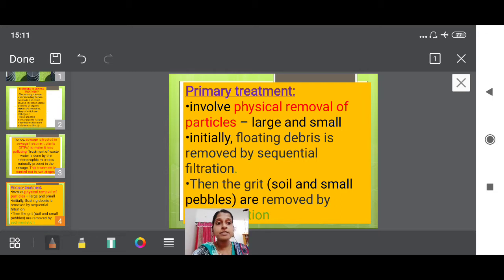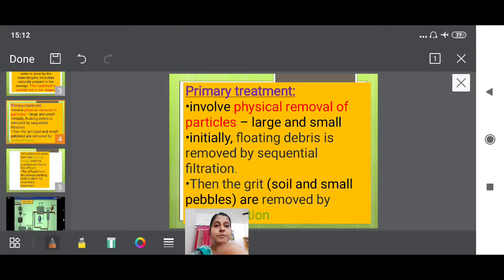So moving on, the first treatment is the primary treatment. As I have already said, only physical processes are involved. It involves physical removal of particles, whether large or small, that have to be removed. So how is it removed? It is removed with the help of a process called filtration.